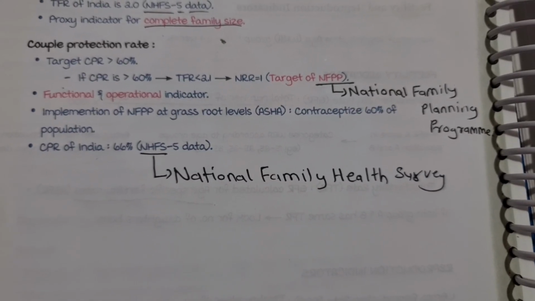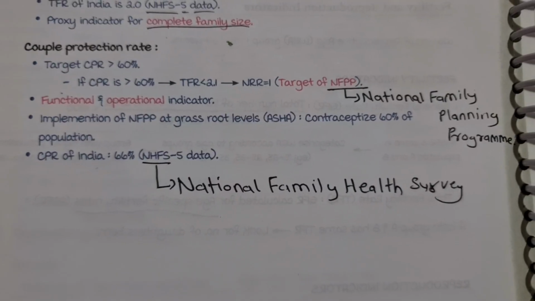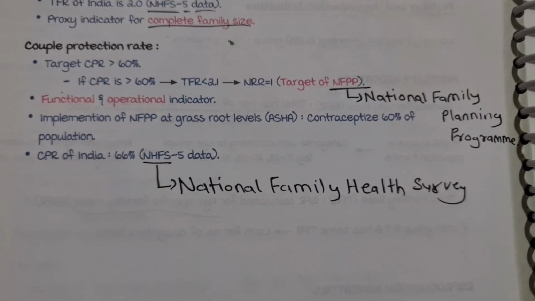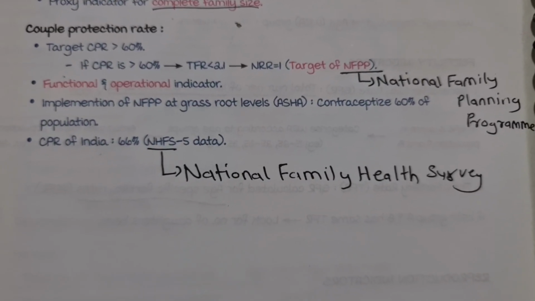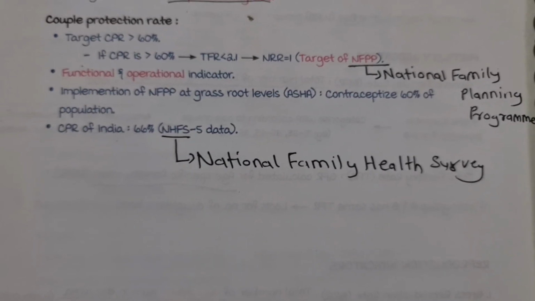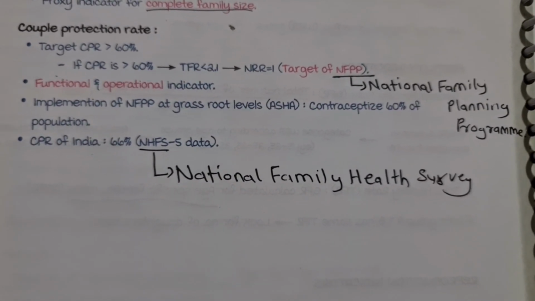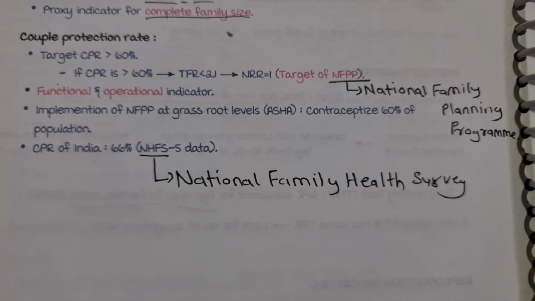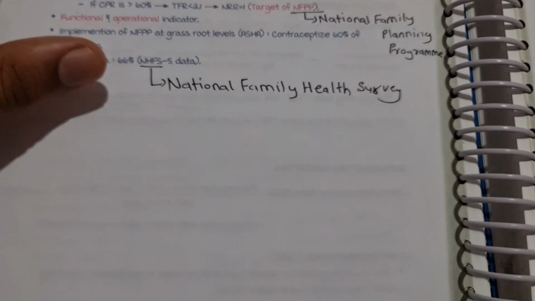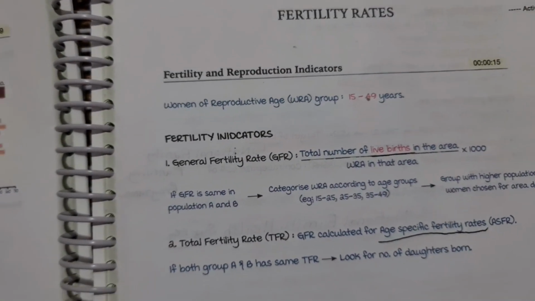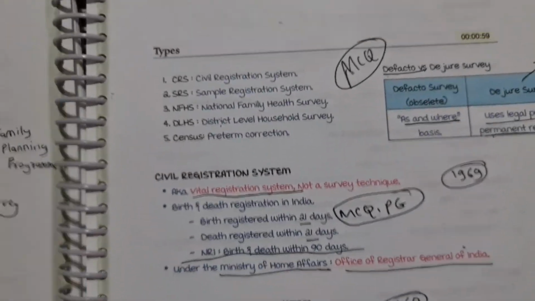The couple protection rate of India is 66% right now, which means the fertility is quite low, and we Indians are applying contraception very seriously, according to the data of the National Family Health Survey, fifth round. So that was the third lecture on the fertility rates, and we will move forward with the other lecture on the survey techniques.